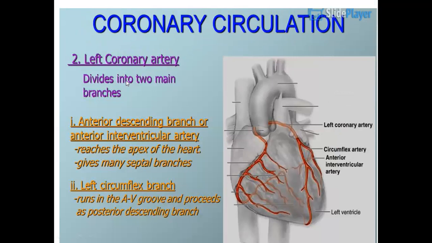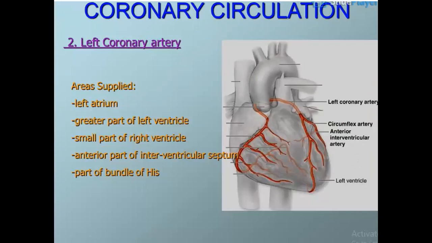The left coronary artery divides into two main branches. One is the anterior descending branch, or the anterior interventricular artery, which is another name for it, which reaches the apex of the heart and gives many septal branches. And then the second branch of the left coronary artery is the left circumflex branch, which runs in the AV groove and proceeds as the posterior descending branch, which we already mentioned here, this one coming down here. Okay, and then sorry, this is the circumflex branch going this way, and then this is the left anterior descending branch or the anterior interventricular branch.